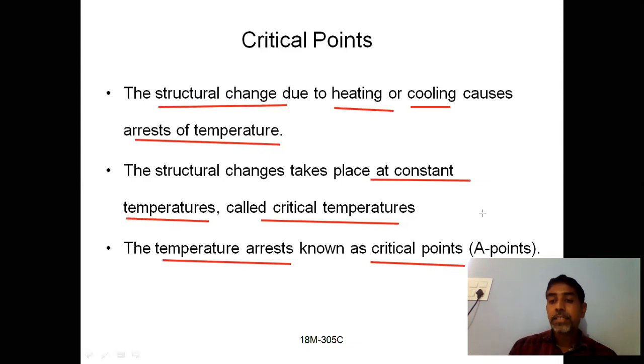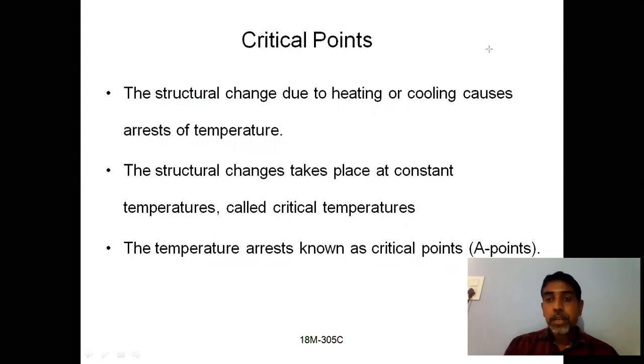Those are known as A points. A points means arrest of temperature points. Arrest of temperature is nothing but that at that point the temperature is constant. That's it. When does it occur? At the structural changes only.